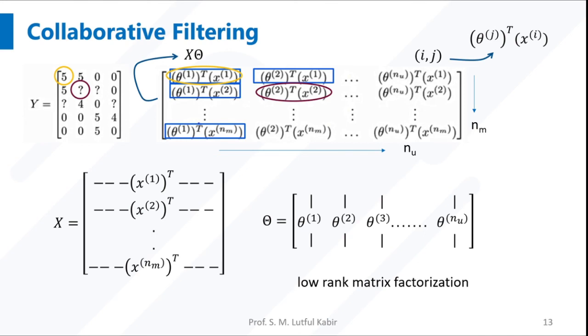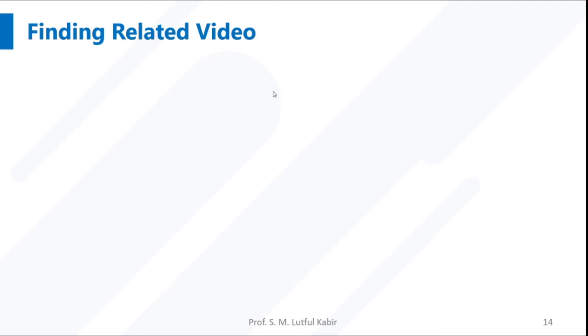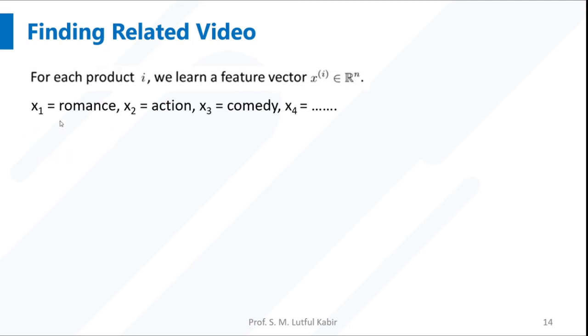There is another application of this approach, and that application is how to find related videos. Each product i will learn the feature vector xi. In the case of a movie, the product is a movie. For a certain movie, we learn the feature vector xi in the order of n. Remember that x0 does not exist, so we have removed x0 from our calculation. The features may be: x1 can be romance, x2 can be action, x3 can be comedy, x4 can be any other characteristic of the movie. These are called features.